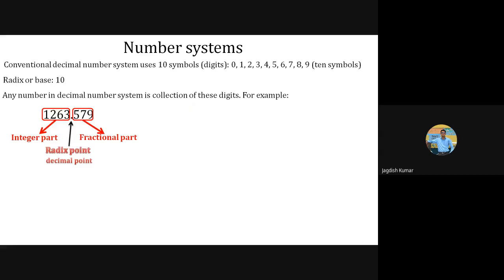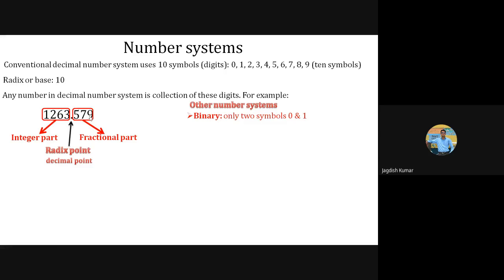So I hope you got this idea. What is the number system, and what are the integer part and the fractional part? What is the radix point? This I hope is clear. And then accordingly we have other number systems as well. This typically represents a decimal number system, with a number like 1263.579. Similarly, you may have other number systems.